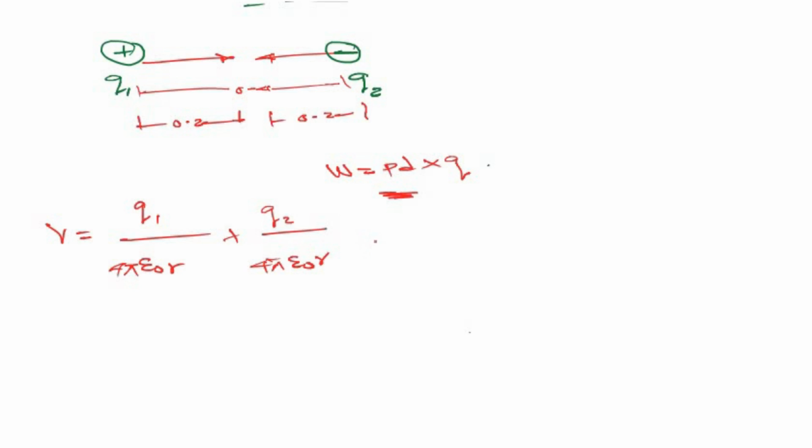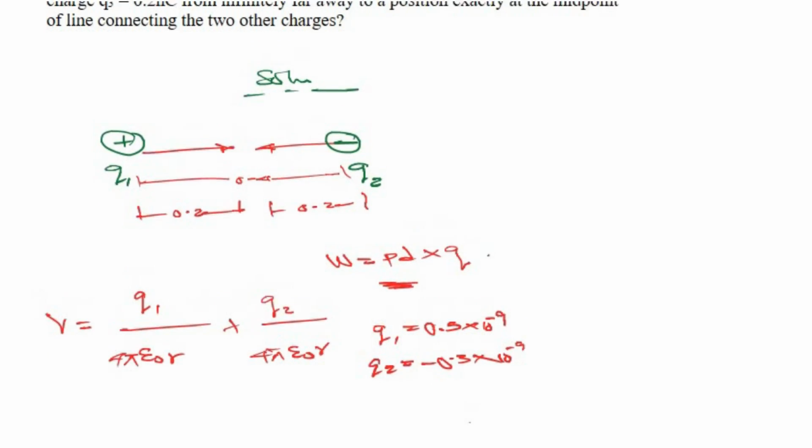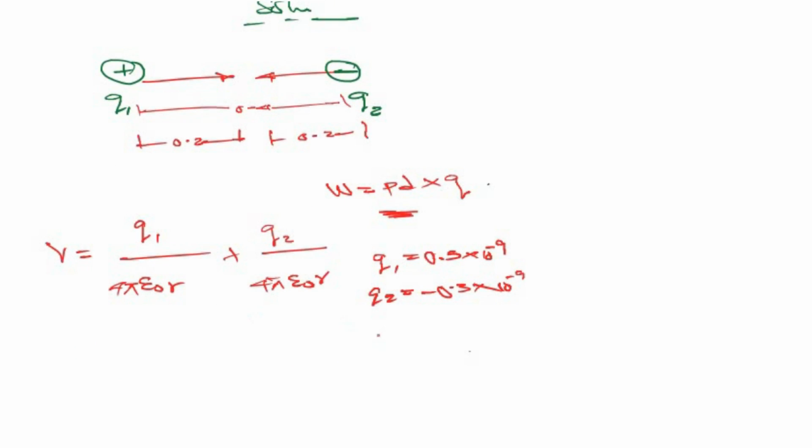So we're having our Q1. Our Q1 from the question is given as 0.5 nanocoulomb, 0.5, and nanocoulomb is times 10 raised to the power of minus 9. Q2 is given as minus 0.3 times 10 raised to the power of minus 9, nanocoulomb also. And Q3, the last charge, is given as 0.2 nanocoulomb also.